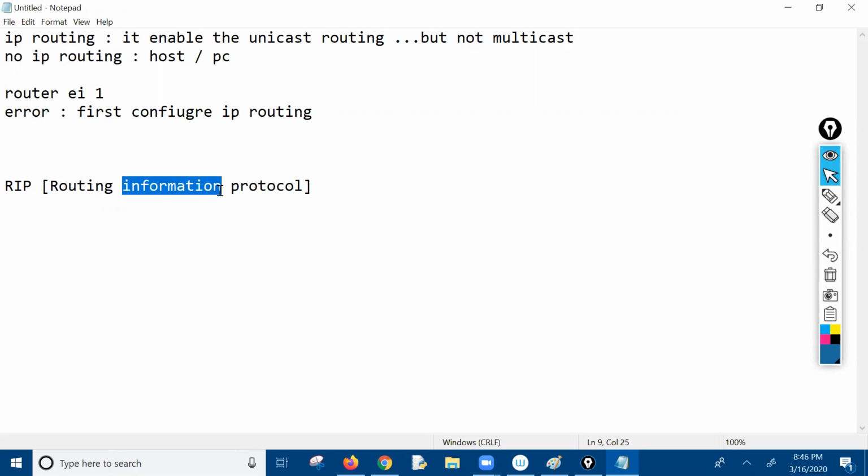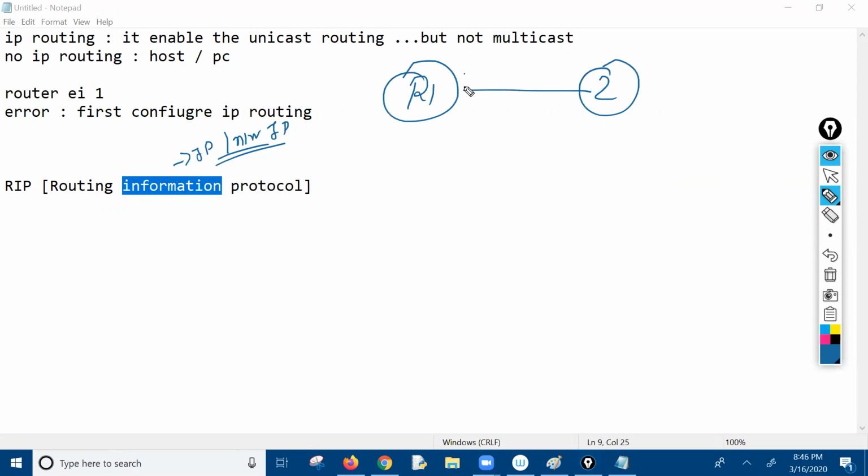Information means what I told you, that a router has information, right? A router keeps the information, and the information is known as the routing table or the network ID. For example, this is my R1 router, this is my R2 router, and this is my 12.1, and this is my 12.2. So this is my information. If you have a 2.0 subnet, this is my information too.